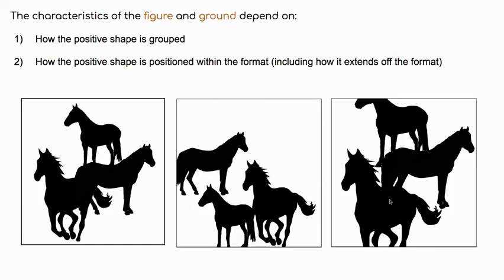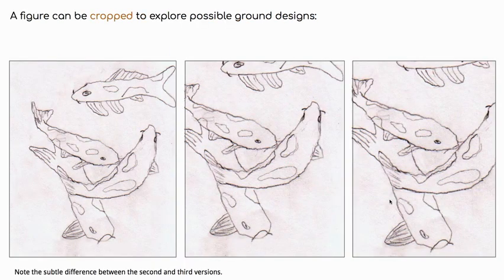And that in turn changes the negative shape. It actually makes it smaller, which is a good thing. We always want the positive shape to dominate the composition. So we want to make it nice and big.